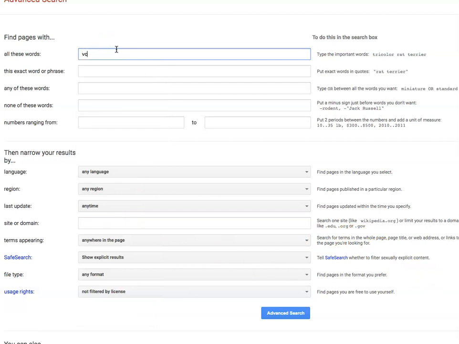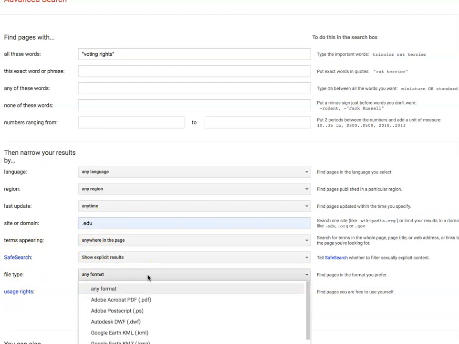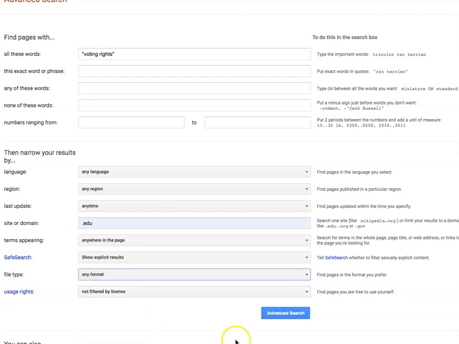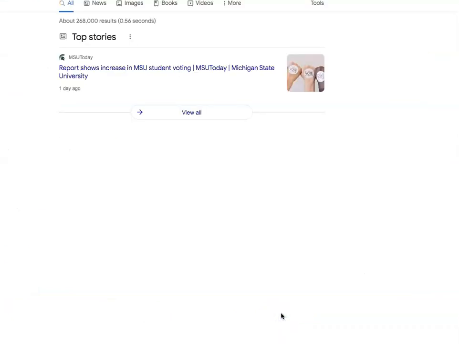Let's go voting rights. And let me put in a quote so it searches it together, but it has been pretty reliable in that regard. I'm going to put a .edu. I didn't see any of those in my search that I did before. And you could do any format. I will tell you that one of the things I use most is a PDF. PDF helps me find white papers, presentations, slideshows, and things of that nature. There's also some other slideshows and file types that you can search. You can search for spreadsheets even. When you need it, you'll probably know about it.